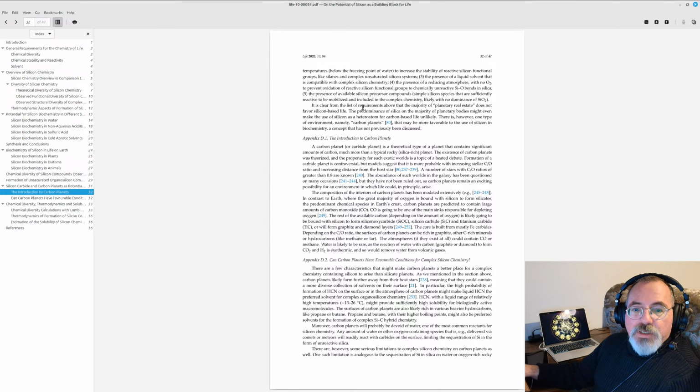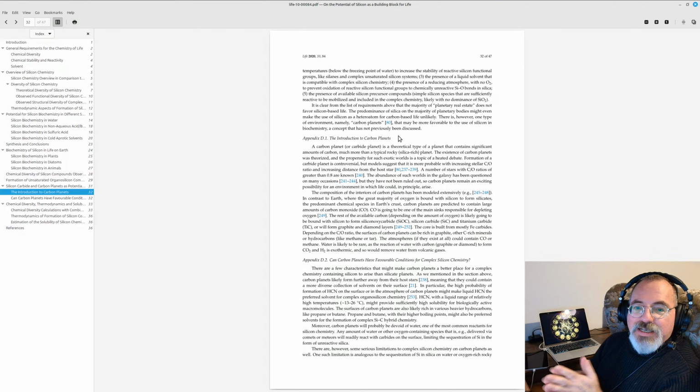It is clear from the list of requirements above that the majority of planetary real estate does not favor silicon-based life. The predominance of silica on the majority of planetary bodies might even make the use of silicon as a heteroatom for carbon-based life unlikely. There is, however, one type of environment, namely carbon planets, that may be more favorable to the use of silicon in biochemistry, a concept that has not previously been discussed.